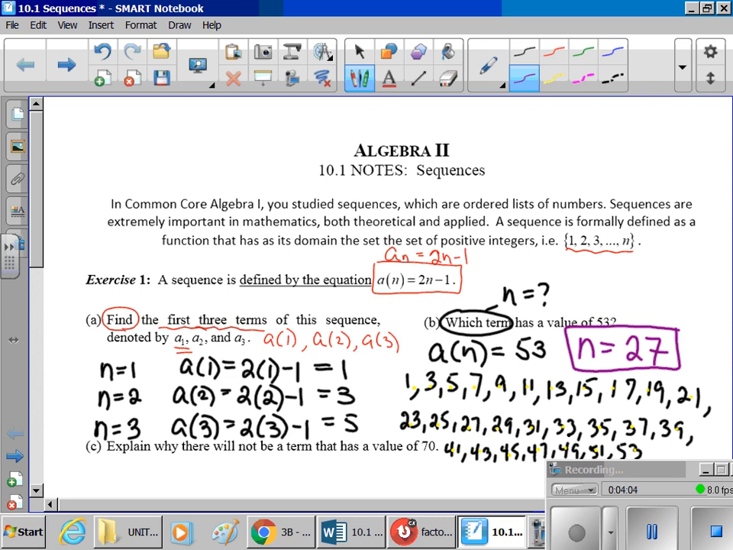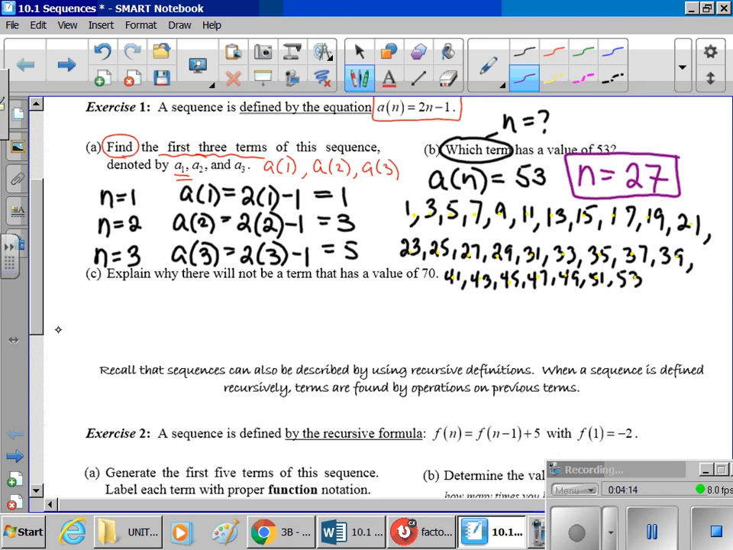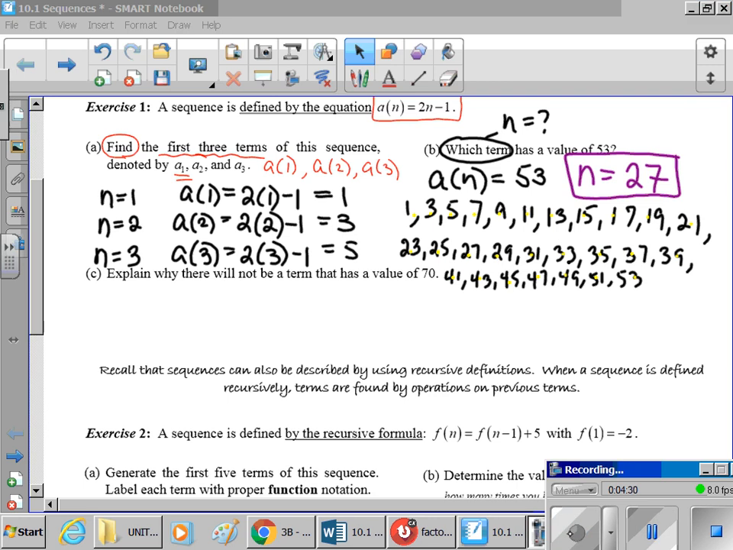All right? So part C says, explain why there will not be a term that has a value of 70. Just by doing this, and I know it would have taken you a little bit longer, my advice is you don't have to write all that down. But if you can see what this sequence is doing, it's generating our positive odd numbers. So it's never going to produce a positive even number. So we can base it on that.